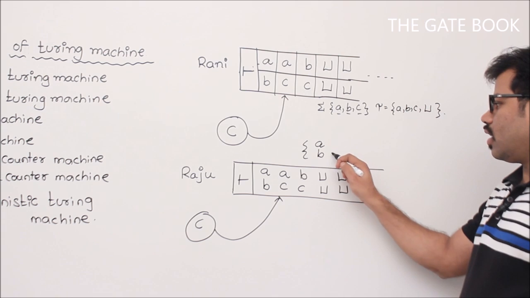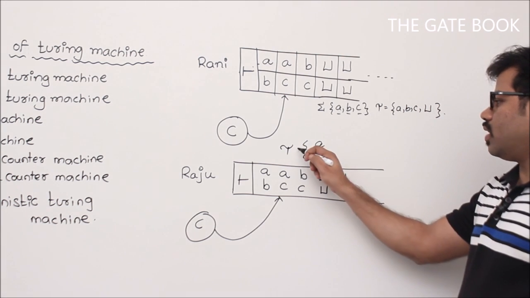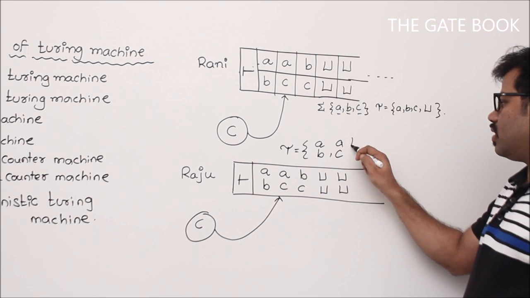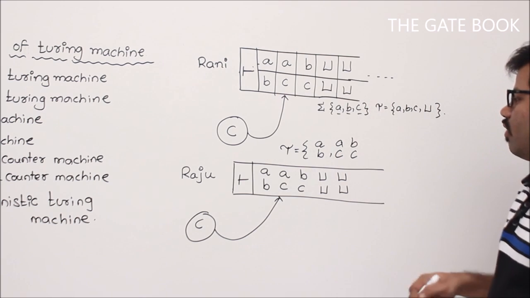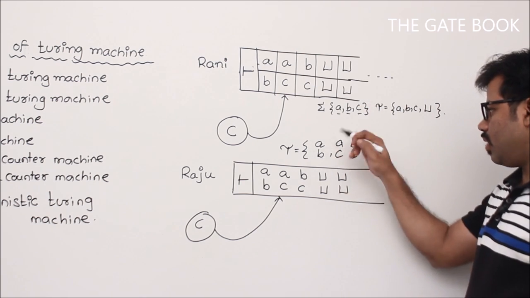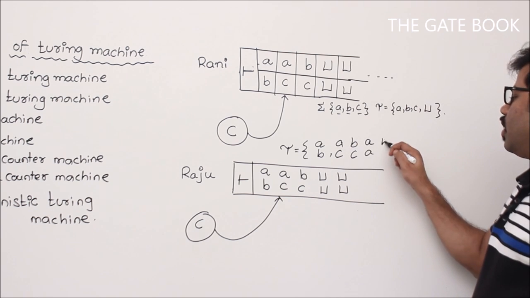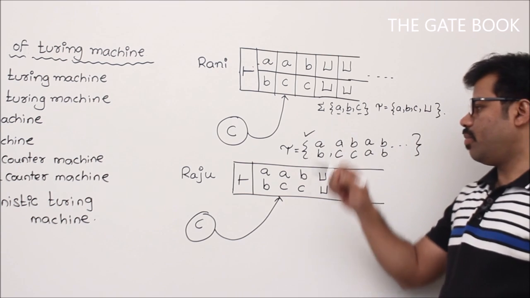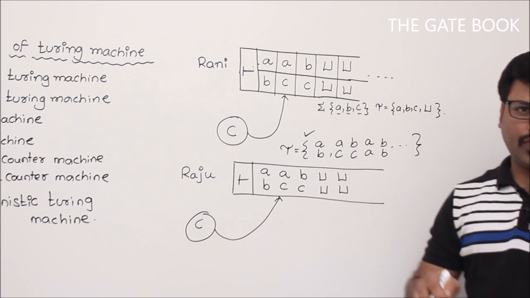From now onwards, the input symbols and tape symbols, let me show the tape symbols. The tape symbols in Raju's machine will be AB, AC, BC like this. They are not like ABC. So Rani is using ABC. Whenever Rani uses ABC, I use AB, AC, BC, in that way all combinations, AA, BB, every possibility. Now this will be the tape alphabet. Using that, Raju can achieve exactly what Rani is achieving.